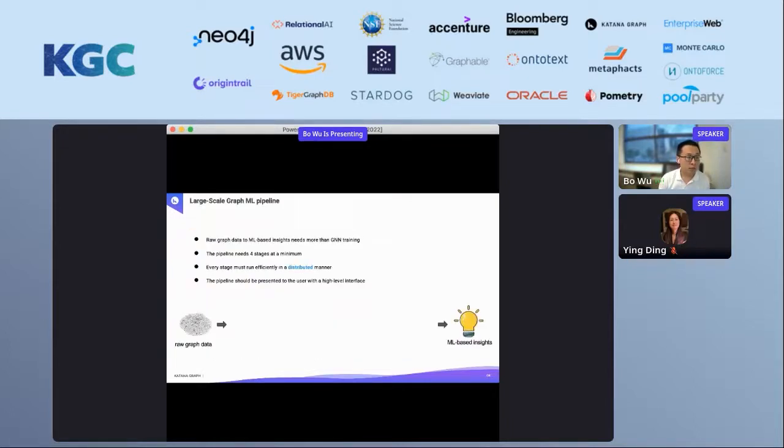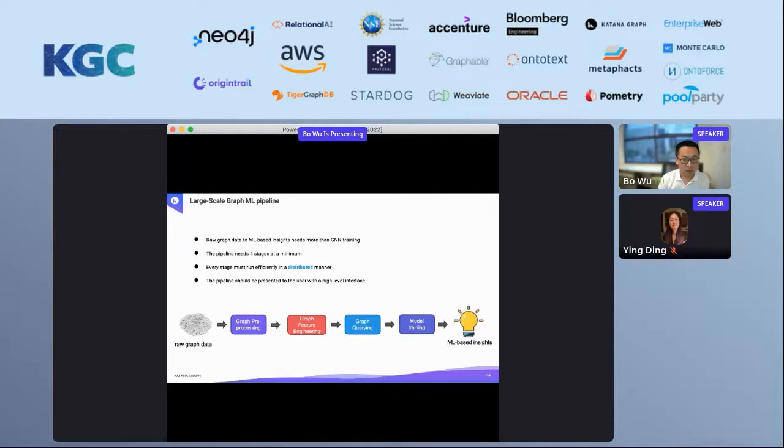We believe that practical large-scale graph machine learning needs all the components I talked about. Essentially, the pipeline should be graph data centric. The system should be not only concerned about GNN training, but also graph data manipulation and analytics. The pipeline should contain at least 4 stages. The first stage is the graph preprocessing stage. So it partitions the graph and may rewire the graph if necessary.